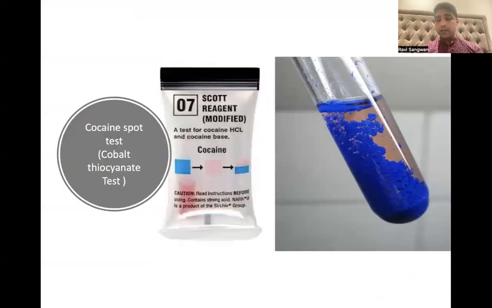So, cocaine spot test. This is the Scott reagent test. This kit is very useful for identifying cocaine on the spot, which is why it's called a spot test. If you find a blue color, you can easily say that it contains cocaine. These tests are mostly done at Indian airports, and India is, I think, very strict about drug use and drug transport.